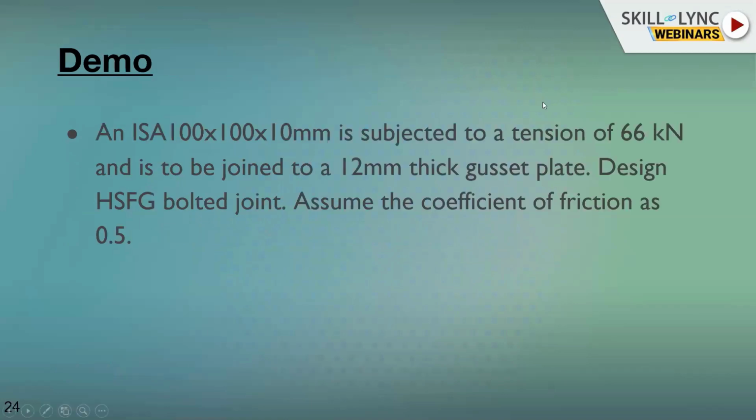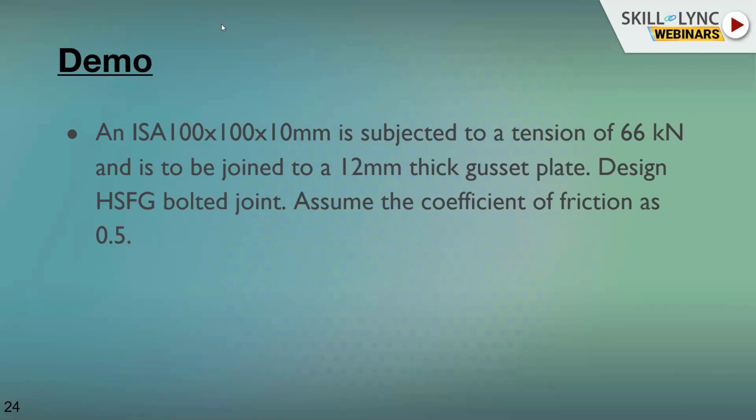So now we are going to look at an example. I'm going to have an angle member, ISA 100 by 10 mm, which is given a 66 kilonewton tension. And this angle, I'm going to connect to a gusset plate of 12 mm thickness, using an HFFC bolted joint.